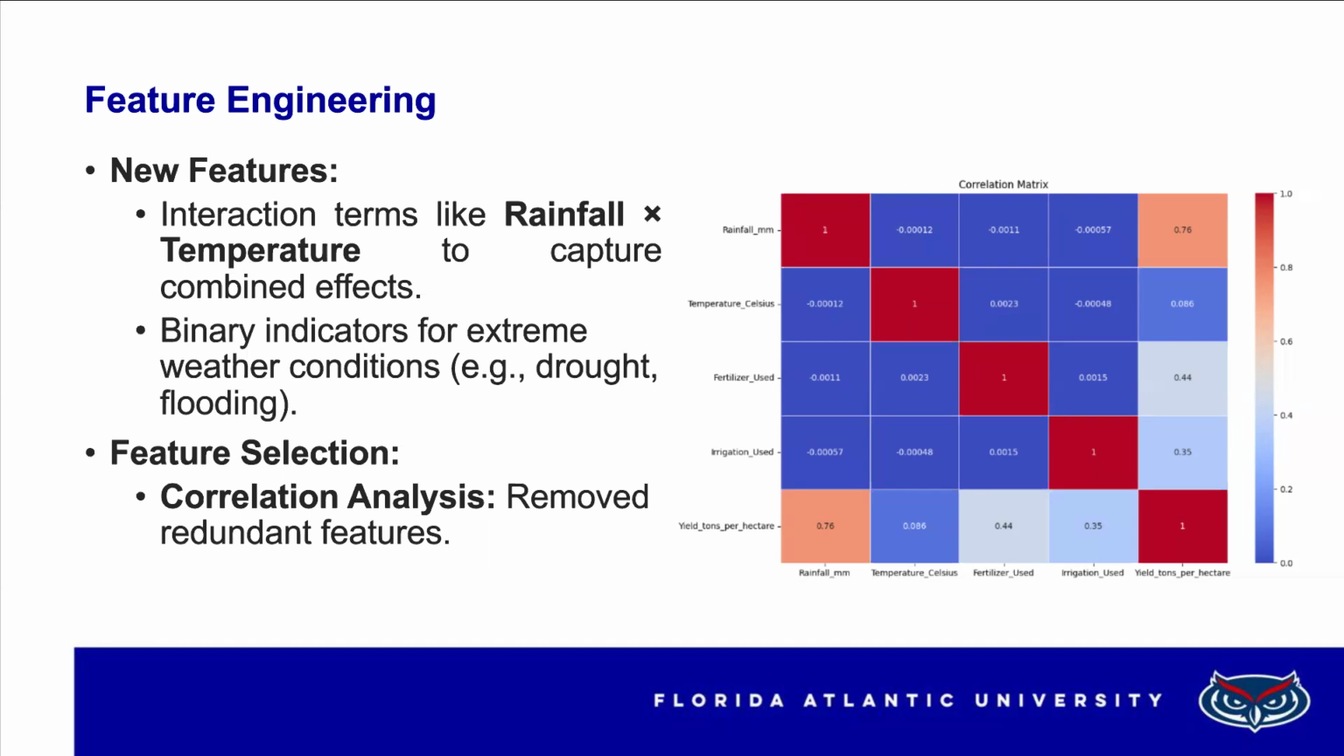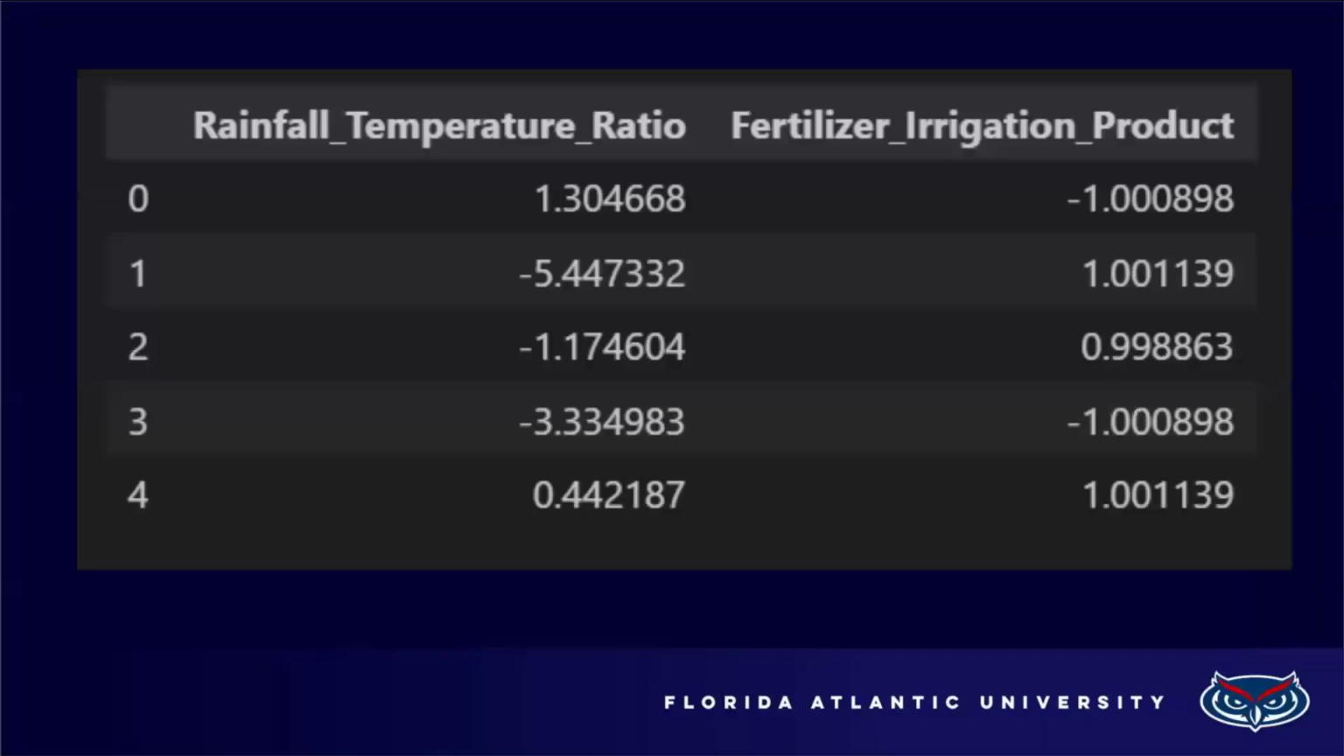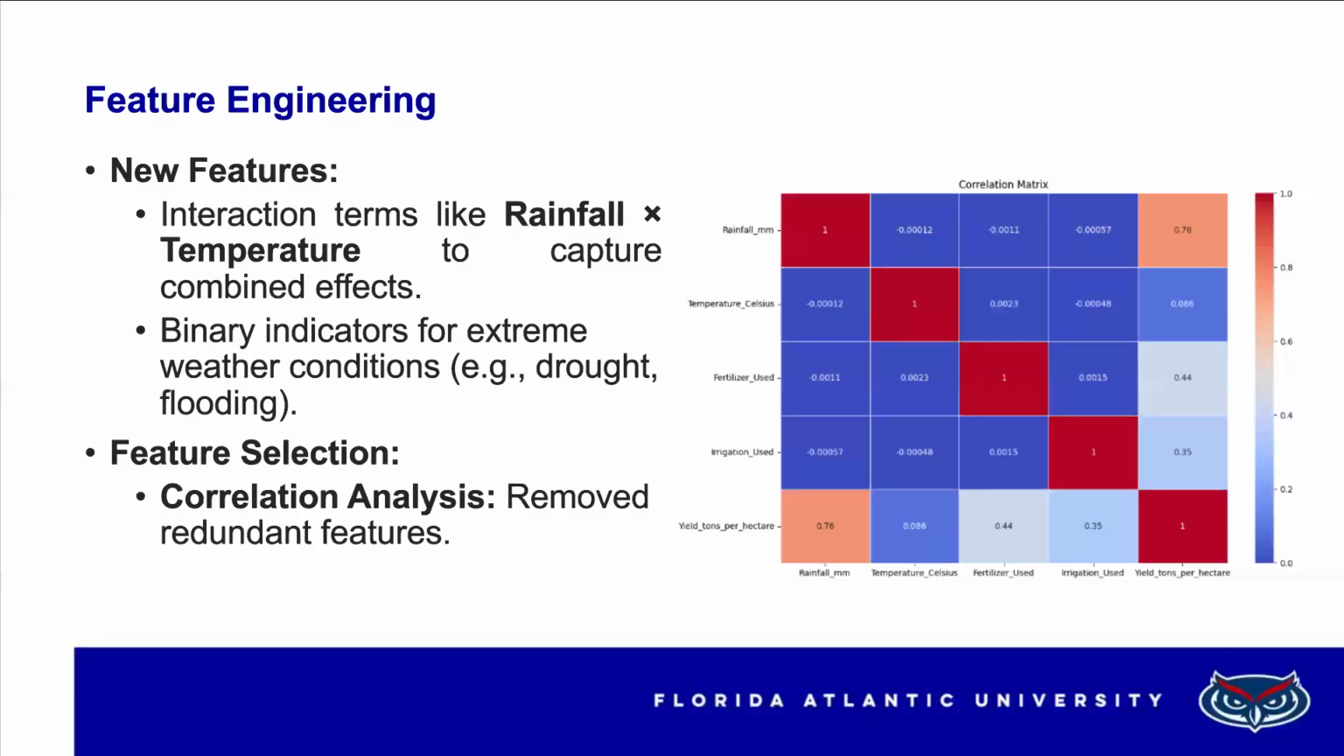Then, once the pre-processing is done, we'll move on to the feature engineering section, where we'll create two new features. One is the rainfall temperature product, and the other one is the irrigation and fertilizer product. The first new feature, rainfall temperature ratio, can help us identify the combined effect of the rainfall and the temperature, and also allow us to show the binary indicators for extreme weather conditions like drought and flooding.